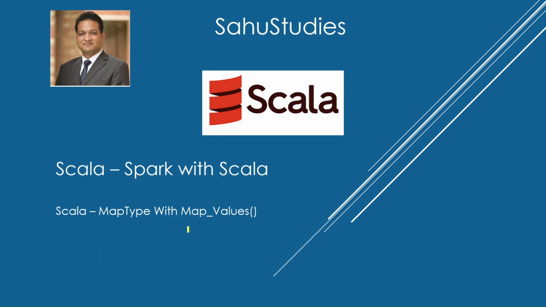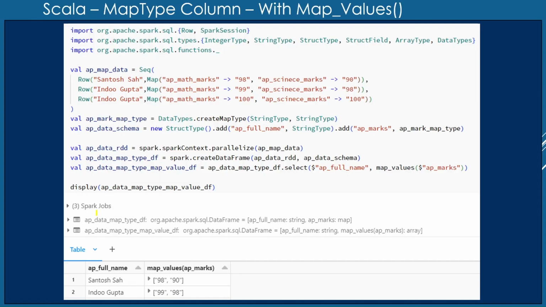In this video, we are going to see how map values function works in Scala. So why do we generally use the map values function? If there is a requirement to get all the values from a map, then with the help of the map_values function, we are able to fetch all the values from the map.